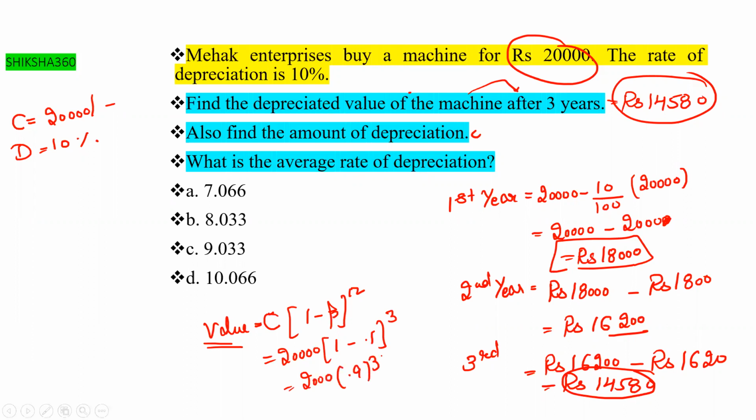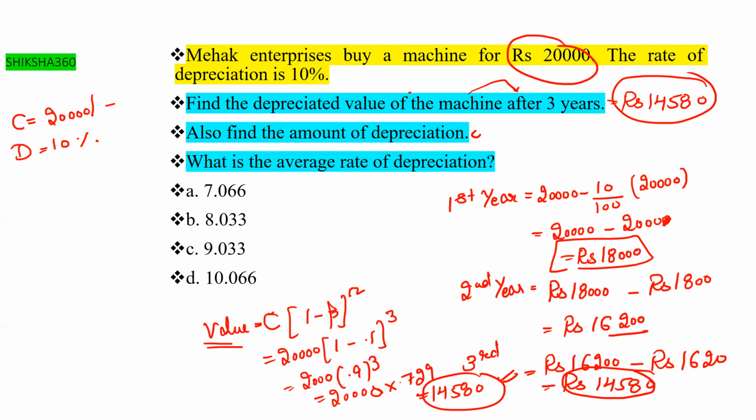0.9 power 3, that is 9 power 3, is 0.729. So 20,000 into 0.729, when we multiply, we get 14,580 rupees. This is the value left after 3 years. You can use either way, any way, to solve the question.